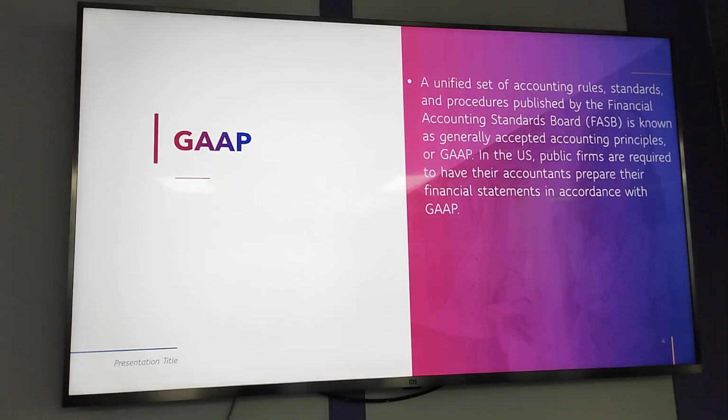GAAP, a unified set of accounting rules, standards and procedures published by the Financial Accounting Standards Board (FASB), is known as Generally Accepted Accounting Principles or GAAP. In the US, public firms are required to have their accountants prepare their financial statements in accordance with GAAP.